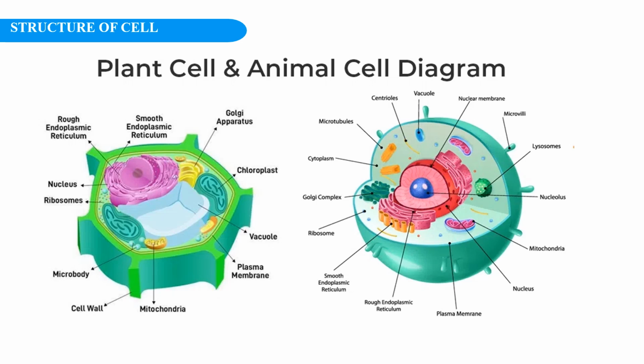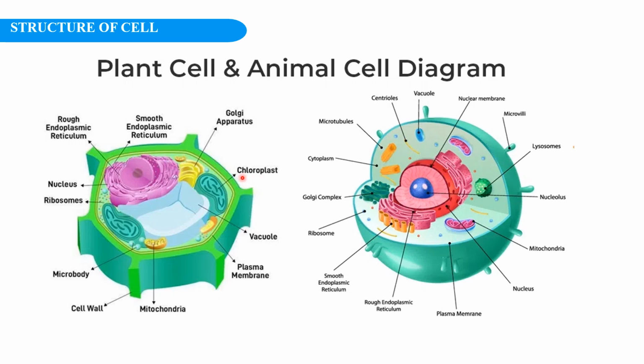Coming to the structure of a cell. So plant cell and animal cell. There are some certain differences. Mainly some organelles which are present in animal cells will be absent in plant cells. Fine. So the major difference is the vacuole. This vacuole is only present in the plant cell, whereas it is absent in the animal cell.